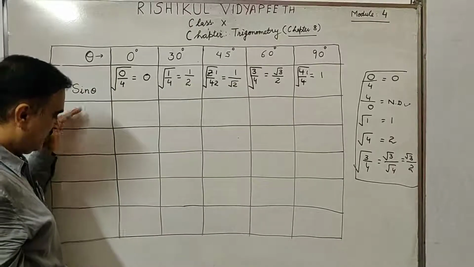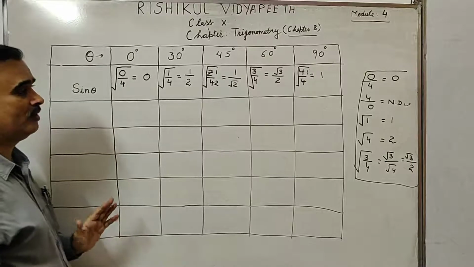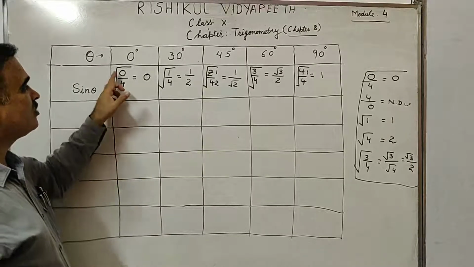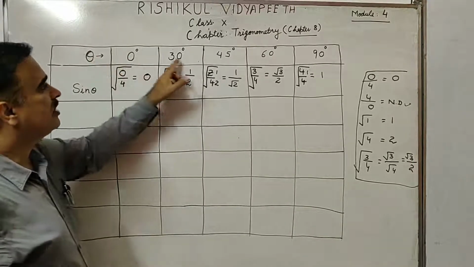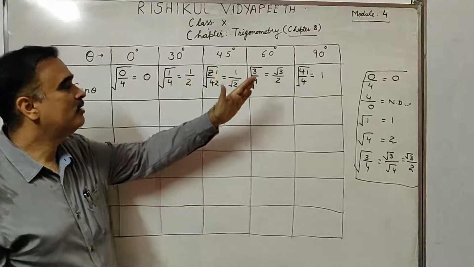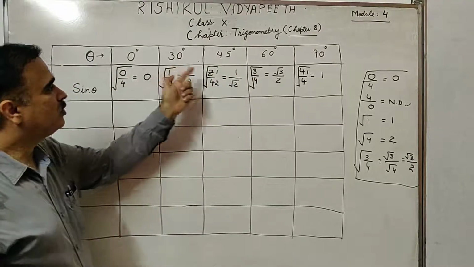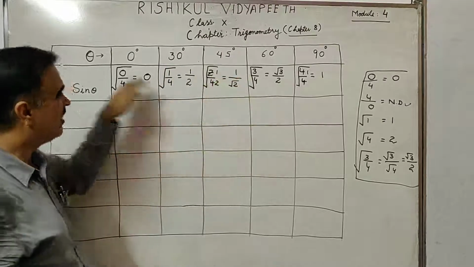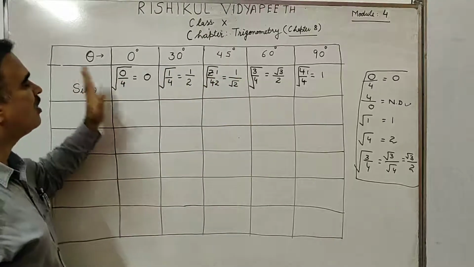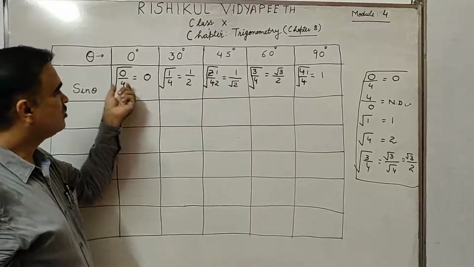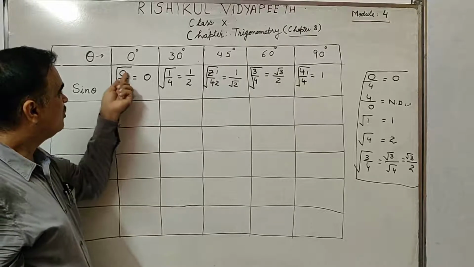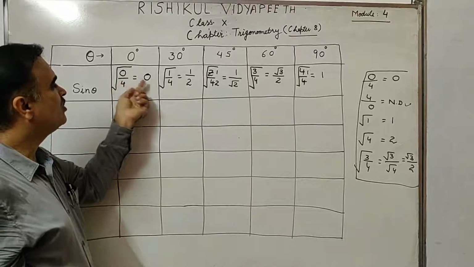I am going to write all t ratios. Again I am repeating, first of all you write theta: 0, 30, 45, 60, 90. Then write 0, 1, 2, 3, 4. Then divide by 4 and take the square root of this. And then solve it. 0 divided by 4 is 0, and the square root of 0 is always 0.